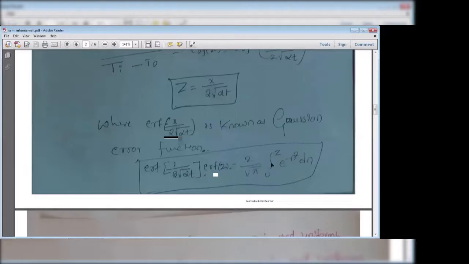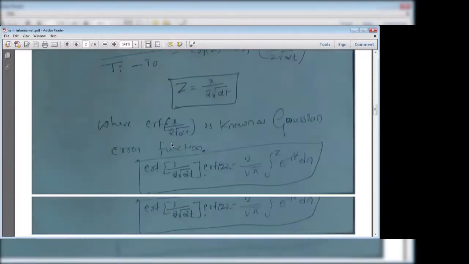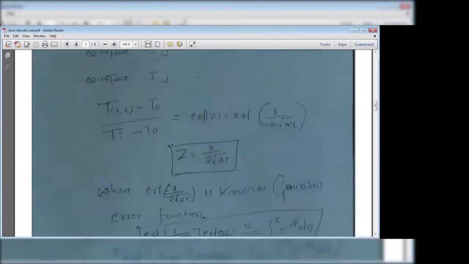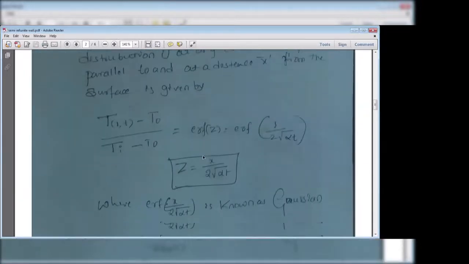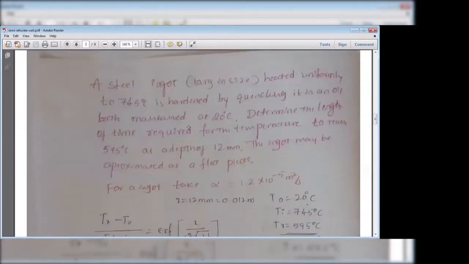So this one is the integral from 0 to Z of e raised to minus m squared dn. But you should remember this equation, or you can also note it down. This one is available in the data handbook. Understand? Okay. So generally they will ask numericals. They don't ask the definitions of all these things, but you should know how to solve the problem. Understand? Okay, we'll go for one numerical.